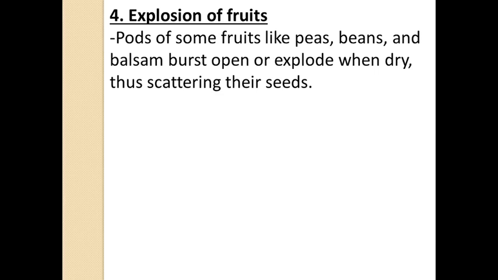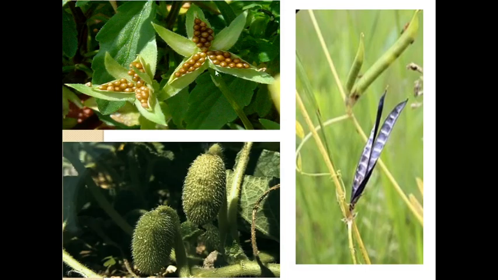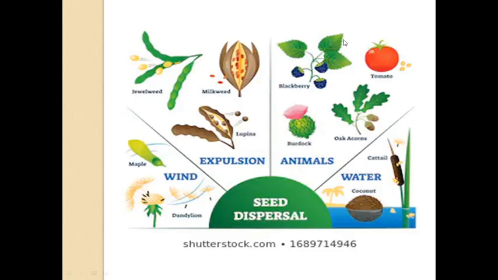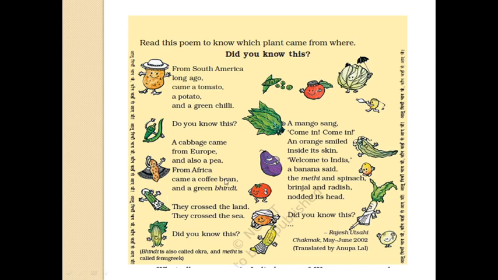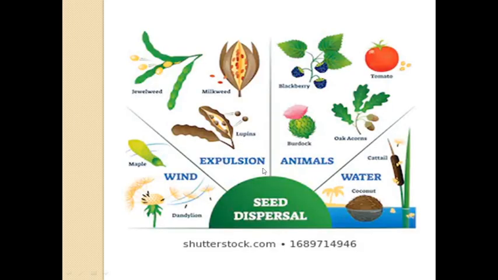Then the fourth one is the explosion of fruits. Pods of some fruits like peas, beans and balsam burst open or explode when dry or ripe, and thus scatter their seeds. You can see here we have learned, and seen through the video, how the explosion of fruits takes place. These are some examples. You can see here wind, explosion, animals and water, and some examples. So here we have completed our revision of sessions 1, 2 and 3.